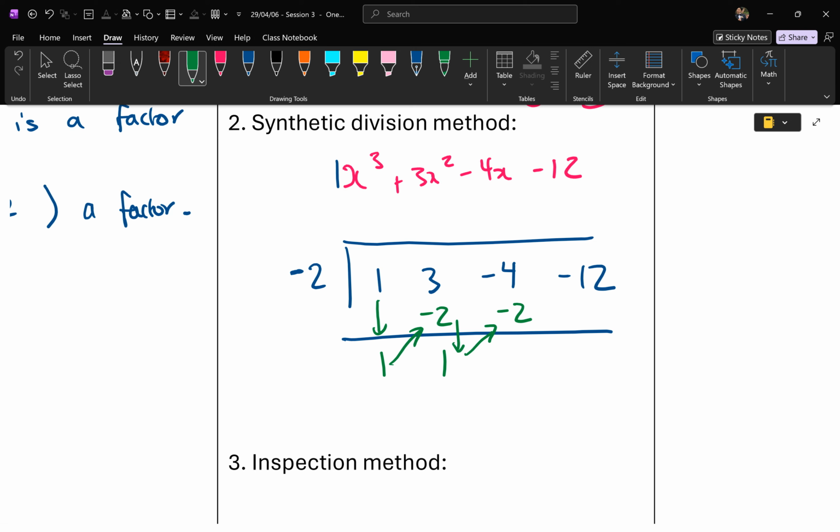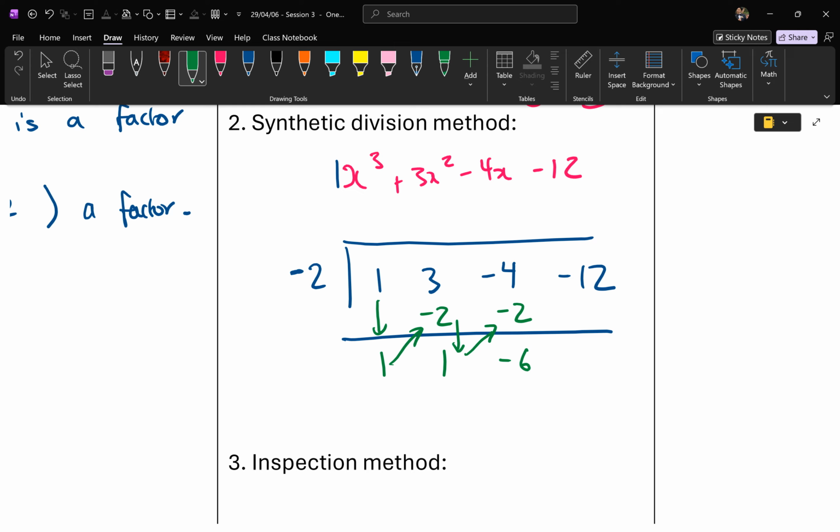Negative 4 take away negative 2. Take away 2. No, I didn't say times. I said drop and then you pop. So negative 2 times 1, negative 2 times that, yeah? So you pop. And this is now negative 6.